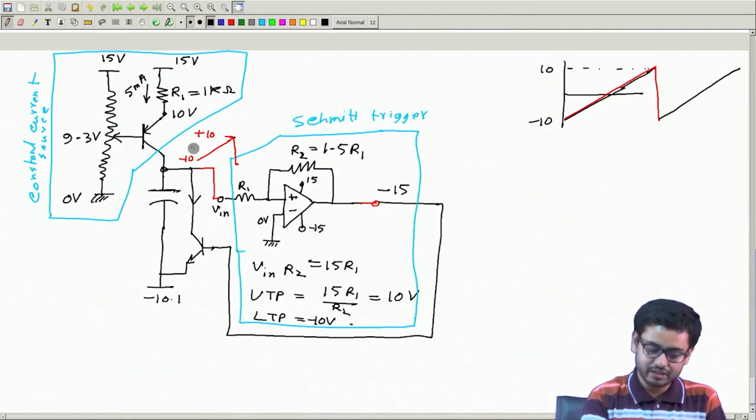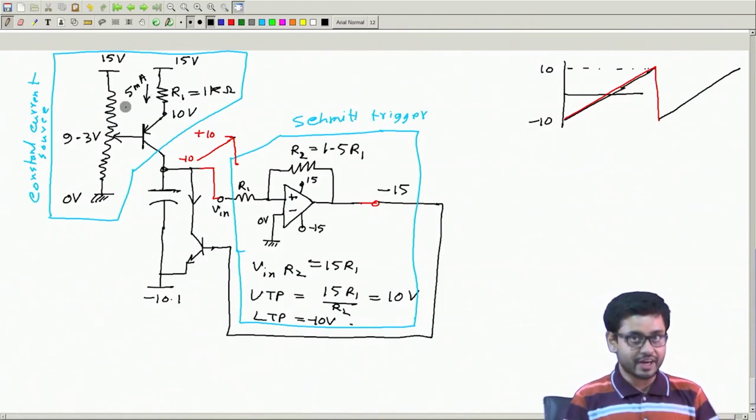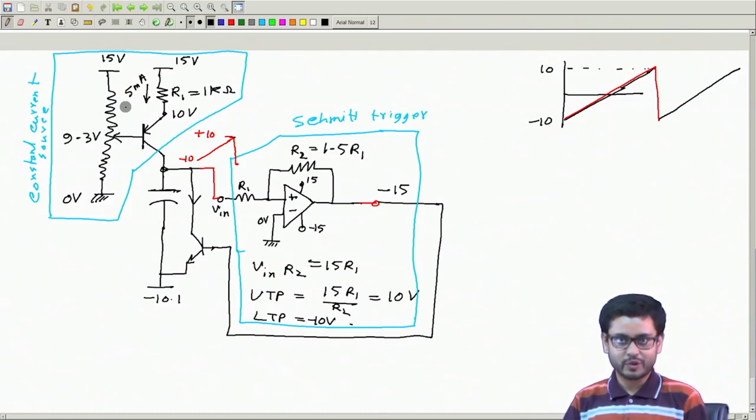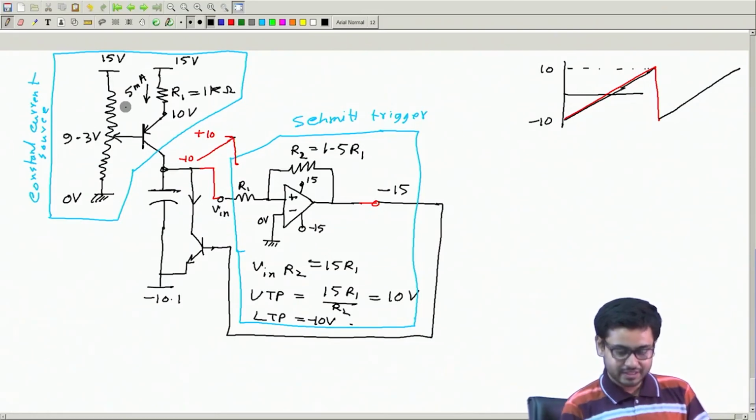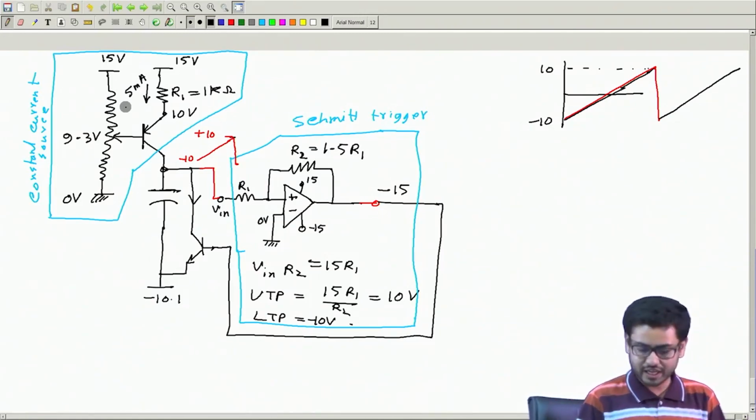So again from here the voltage will increase. This is the Schmitt trigger, this is the capacitor, and this is the constant current source. We are done. We have generated the ramp. Okay, so we are so happy that we have done it. And now just some small things, as I always do, as I always ask.